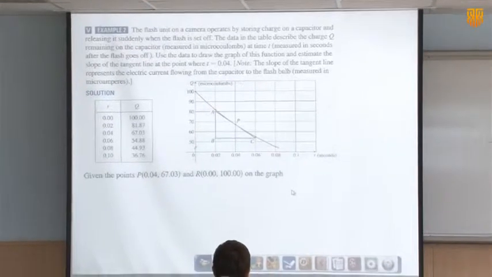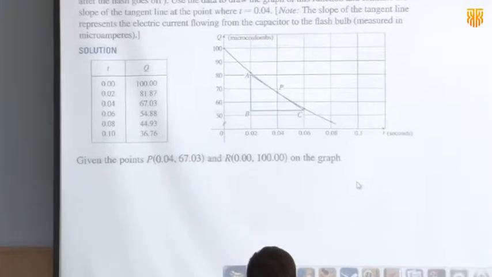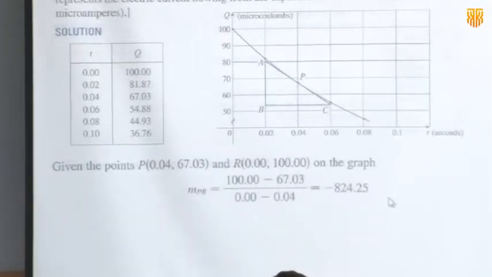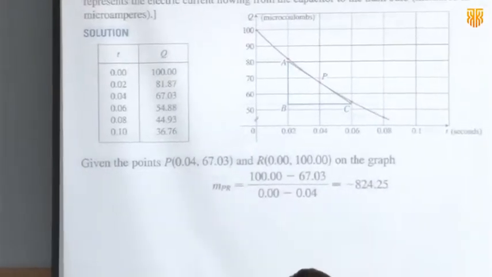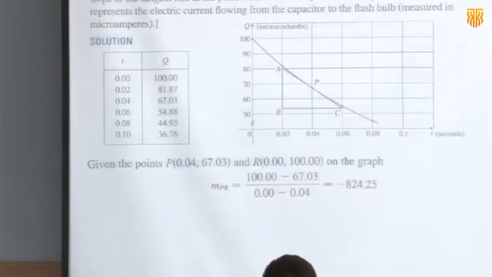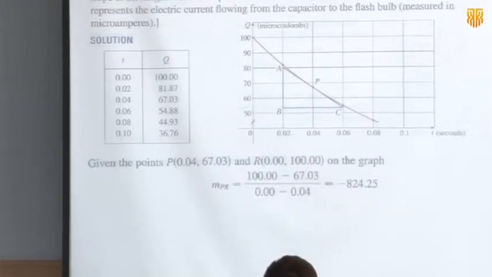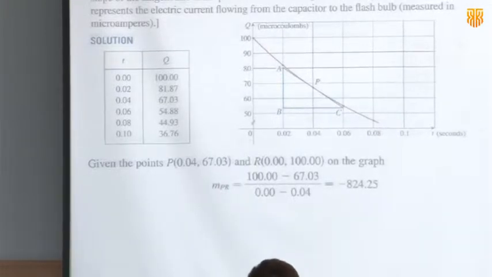Now, given 2 points here, you can make a slope, right? The numerator is the change of charge, and the denominator is the change of time. Then you have a minus because this is decreasing, so it is going to be negative.